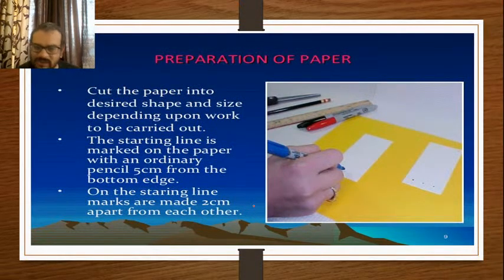Okay, now these are some of the practical aspects we are going to cover. I am going ahead with the reading only. Cut the paper into the desired size and shape. Okay, so the size and shape will be dependent upon the saturation chamber, and upon the availability of the Whatman filter paper.